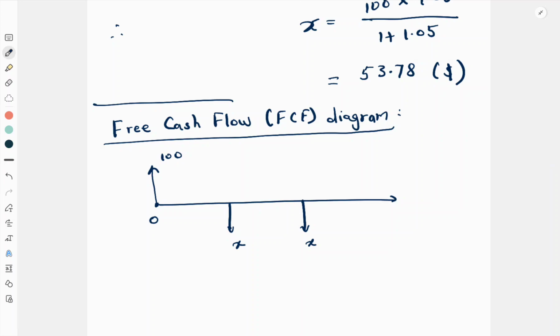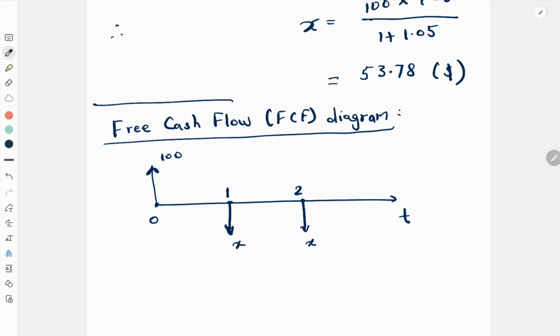So what is this free cash flow diagram? This is a timeline, and I'm recording events here that are going to involve any transfer of money. So at time 0, I get $100. At time 1, I'm giving out X dollars. At the end of time 2, or at time 2, I'm giving out X dollars.